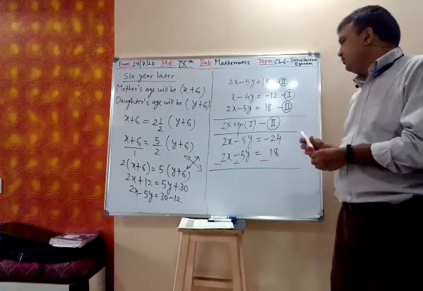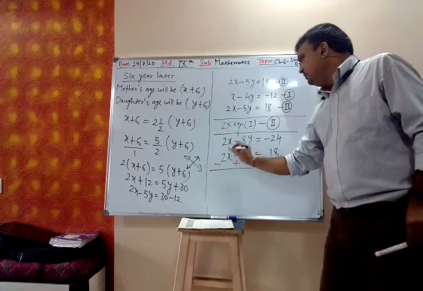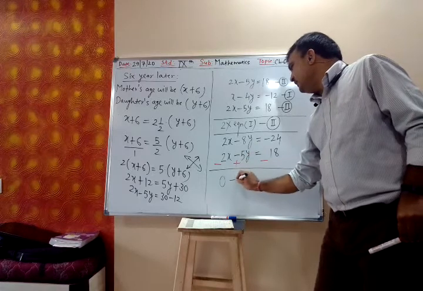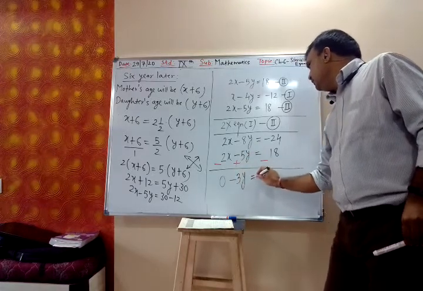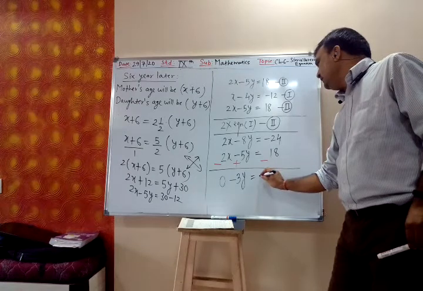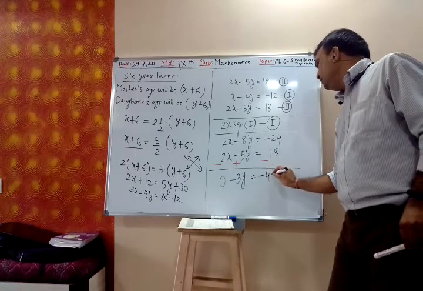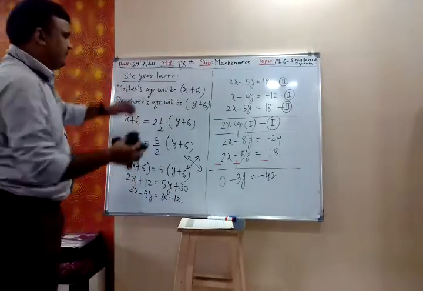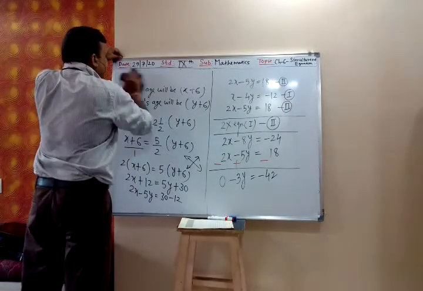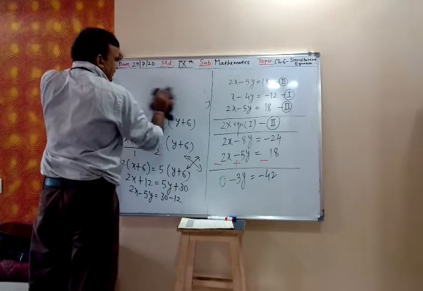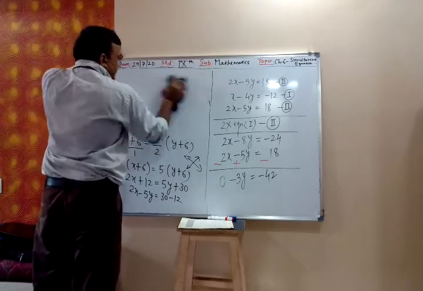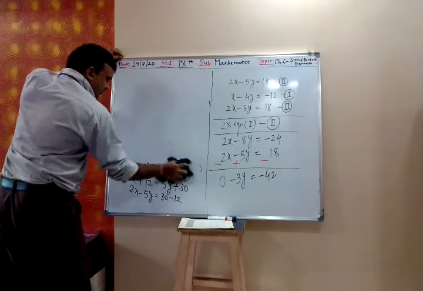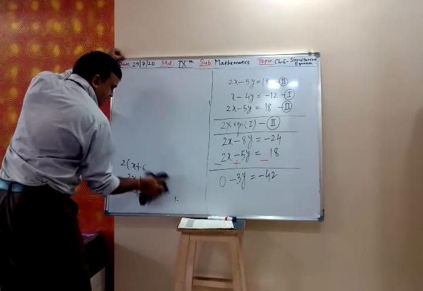Minus plus minus. Let me complete. 2x minus 2x is 0. Minus 8y plus 5y is minus 3y is equal to minus 24 minus 18, which is minus 42. Yes. If you can hear my voice. Okay. So minus 3y is minus 42.